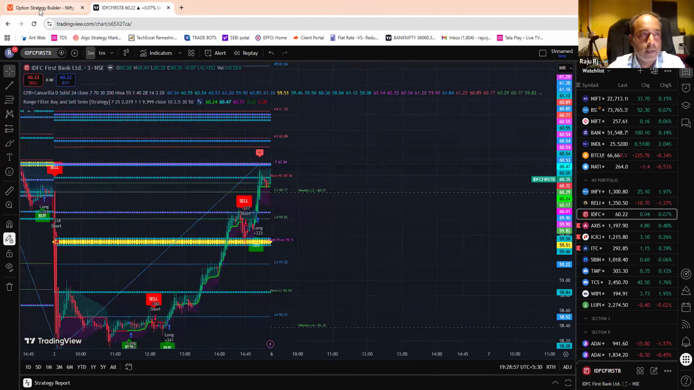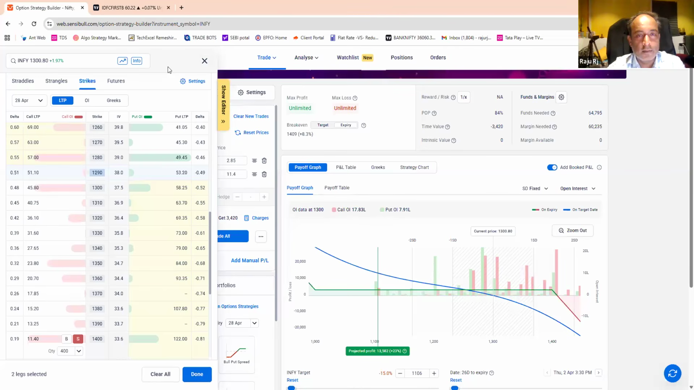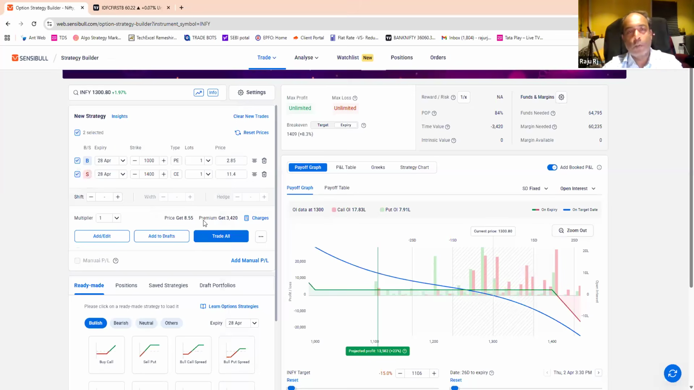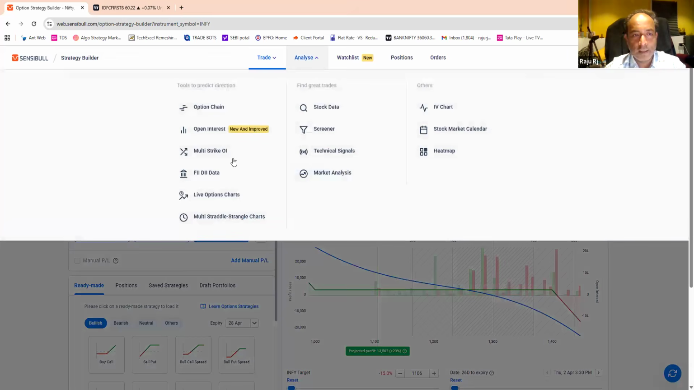Okay, if you want to really understand the VWAP and Bollinger Band, I will show you how. Before that, I'll just show you a few strategies which I have been trading. So you can just see here.